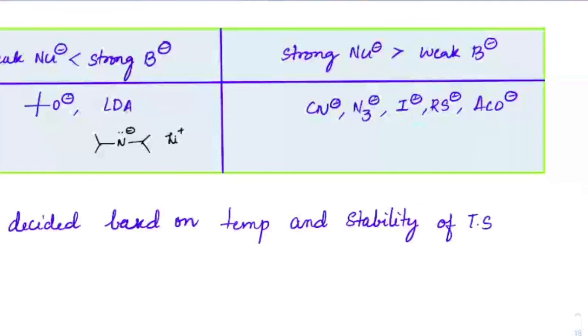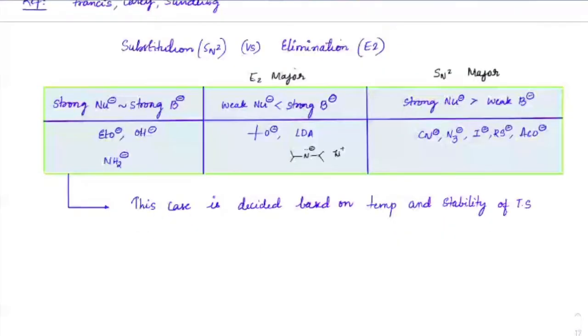In which cases we will think of E2? This is E2 major, right? This is E2 major. This is SN2 major. The first case is decided on temperature and stability. That is what we will do right now.